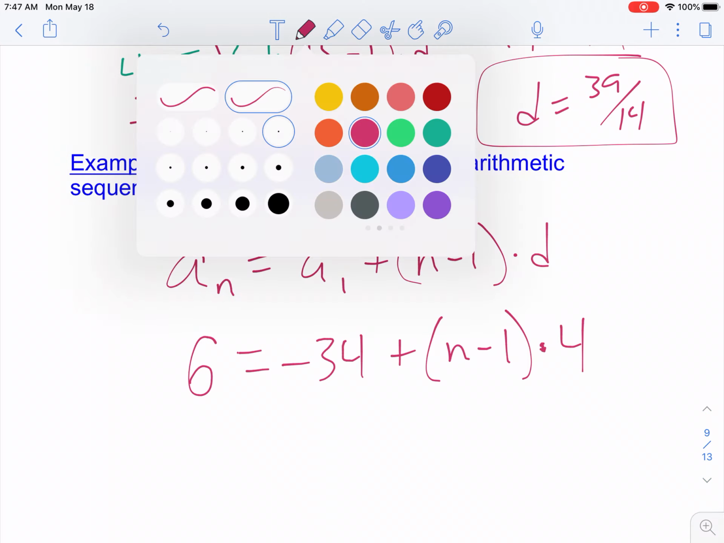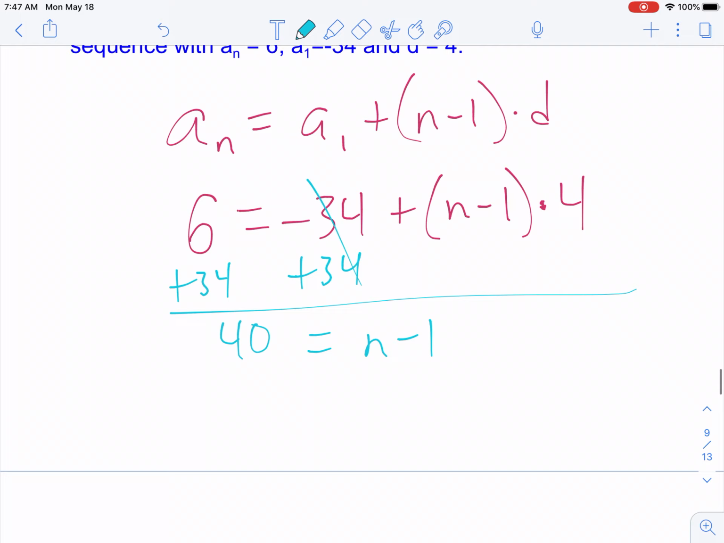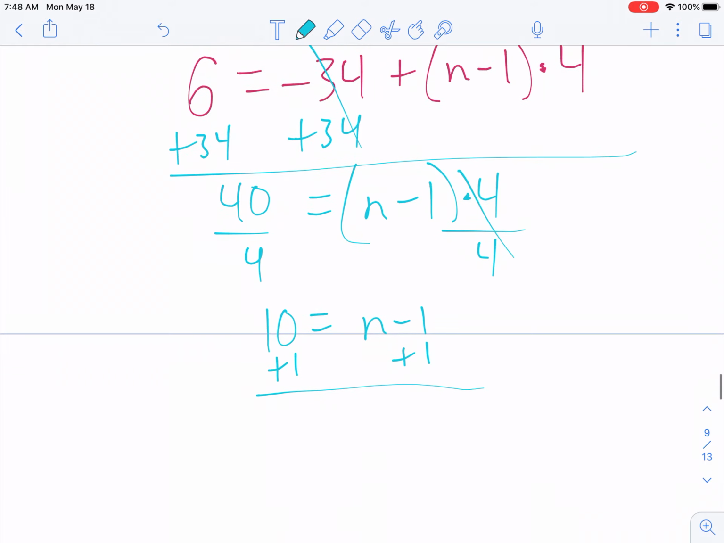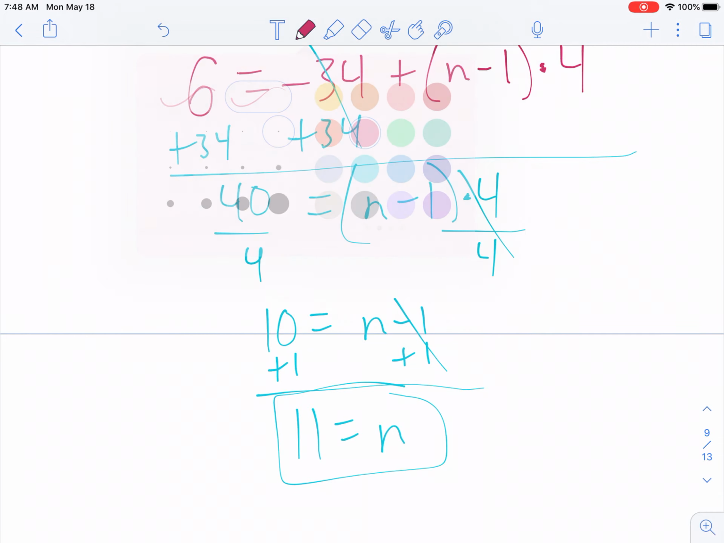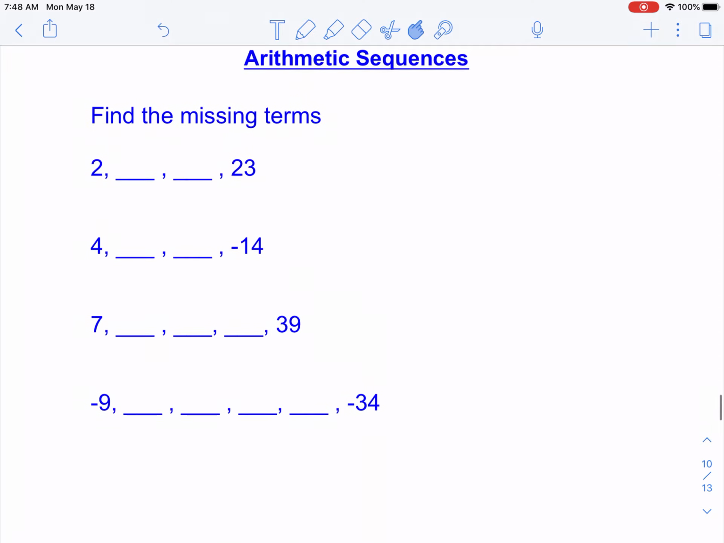So to solve this, we're going to add 34 to this side and get 40. So 40 equals n minus 1 times 4. And then to solve this, we would divide by 4 on both sides. So 10 equals n minus 1, and then add 1. So 11 equals n. That's how many terms there are in this sequence. If you wanted to, you could have also distributed this 4 and then solved it, and get the same answer.